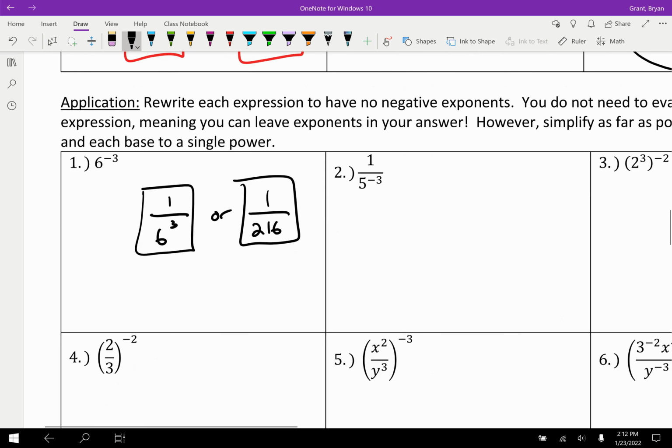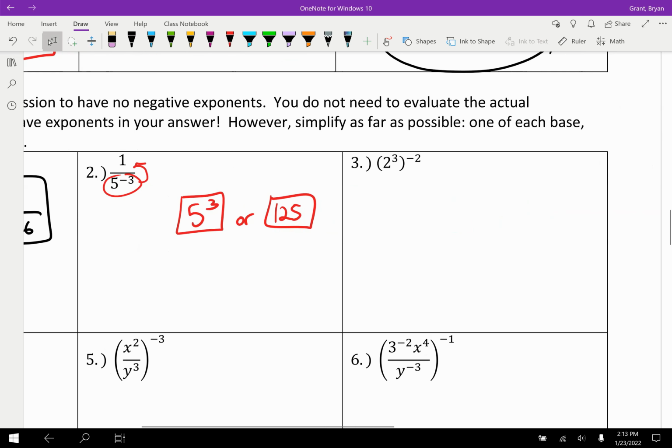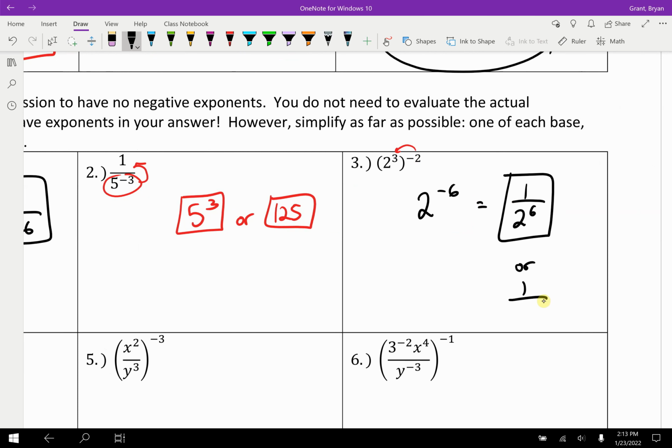All right, 1 over 5 to the negative third, we want that to be positive. Well, we're going to take it from the denominator, move it to the numerator, and this is just 5 cubed. Or if you want, 125. Next one. Well, I think we've learned in the past that we're allowed to distribute powers. So this becomes 2 to the negative 6th. Or to rewrite 1 over 2 to the 6th. And that looks good. If you wanted to do 2 to the 6th, well, 2 times 2 is 4, third 2 is 8, fourth 2 is 16, fifth 2 is 32, sixth 2 is 64.